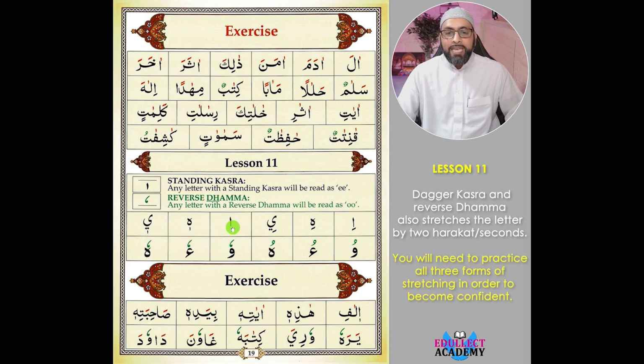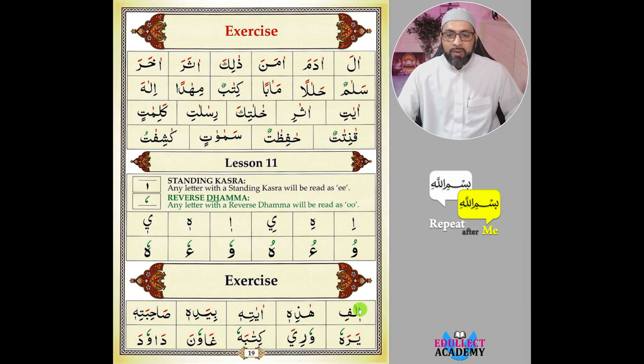In the same way, if you've got a kasra written like this at the bottom, which is the dagger or standing kasra, you'll say e, he, ye. In the same way as we've practiced the fatha where we say a, ha, ya, and so on. Okay, so let's go straight to the exercise and see how that is applied in a word.